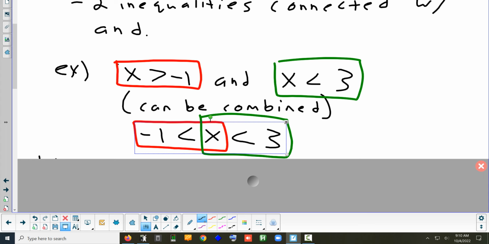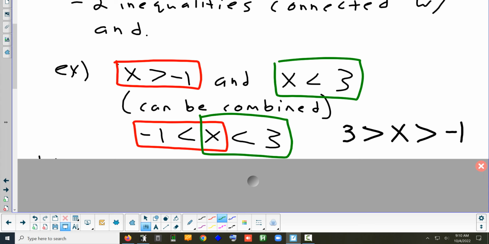How else could I break these up? There's one other way I could do it with the X in the middle. And I could put the 3 here and the negative 1 here. But what would happen to my inequality signs if I wrote it this way? Yeah? You would flip around so 3 is greater than X and X is greater than negative 1. Yeah, you could also do it that way.